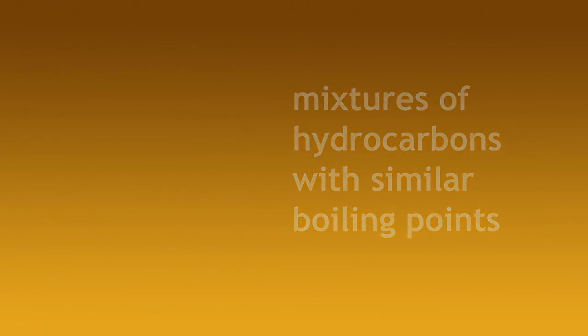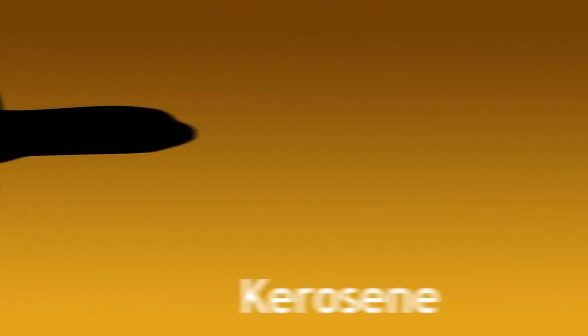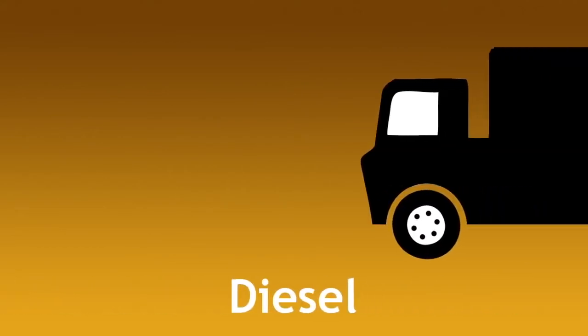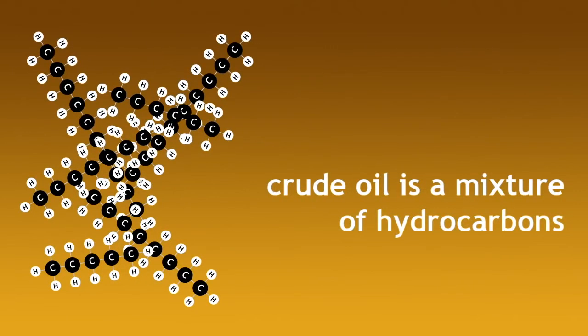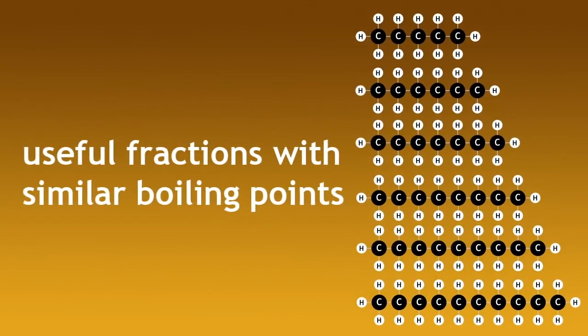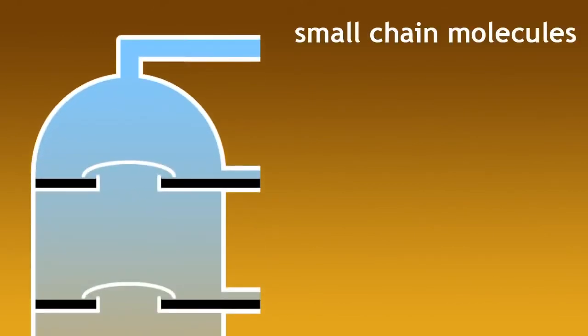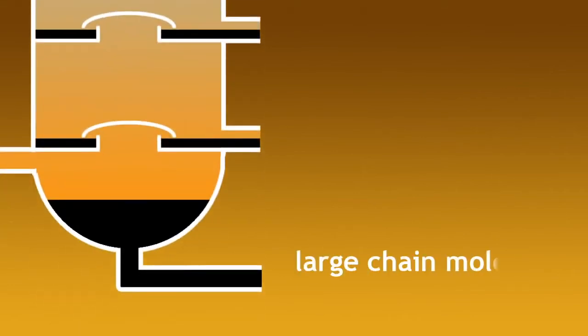Each fraction has some important uses. Some examples of fractions are petrol, useful as a fuel for cars, naphtha, used in the manufacture of chemicals, kerosene as aircraft fuel, diesel oil, used as fuels for vans, cars and lorries, and bitumen, a mixture of large chain hydrocarbons used to lay roads. Now, at the end of this video, you should understand that crude oil is a mixture of important hydrocarbons, and that fractional distillation is the method used to separate crude oil into useful fractions with similar boiling point. You should understand that small chain molecules are collected at the top of the column since they have lower boiling points, and larger chain molecules are collected further down the column as these have higher boiling points.